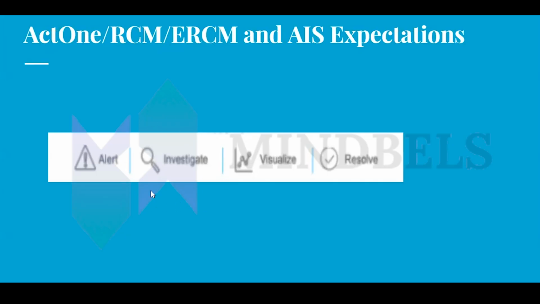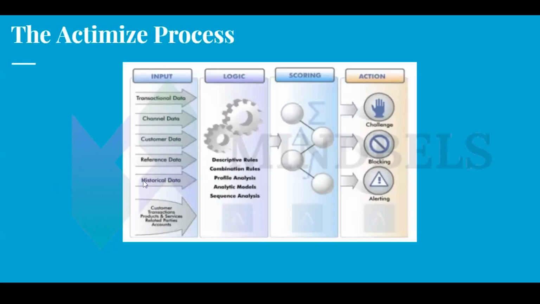Mostly it takes more time in this investigation, and this is called the turnaround time for a single alert generated out of this AIS. Then there is visualization for the compliance and regulatory perspective, and apart from visualization, we can even pull reports. Once that is done, we can resolve that alert, and the life cycle of the alert gets closed. Then comes the actual Actimize process.